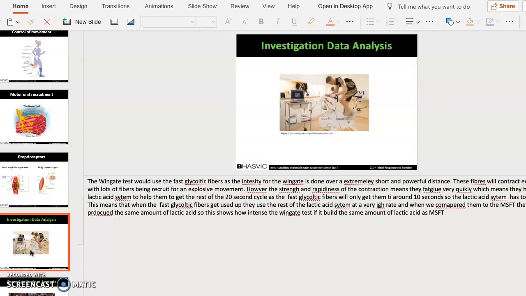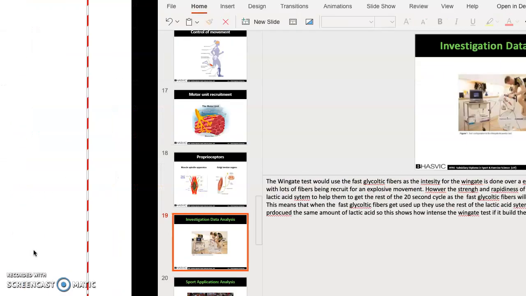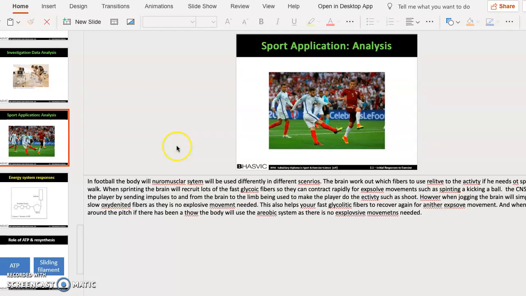This means that when the fast glycolytic fibers get used up, they use the rest of the lactic acid at a very high rate, and when we compare them to the multi-stage fitness test, they both use around the same amount of lactic acid. So this shows how intense the Wingate test is if we build up the same amount of lactic acid as the multi-stage fitness test.